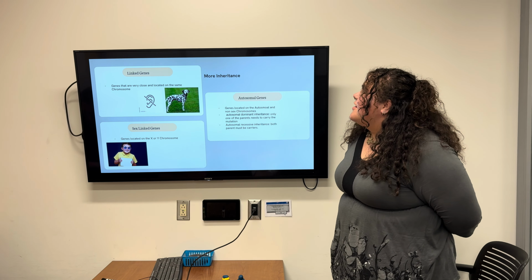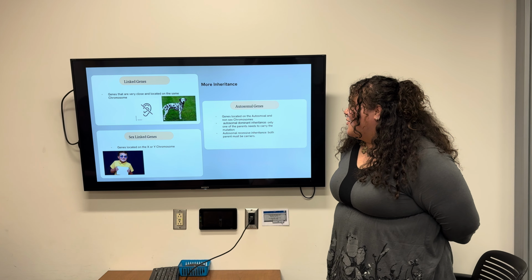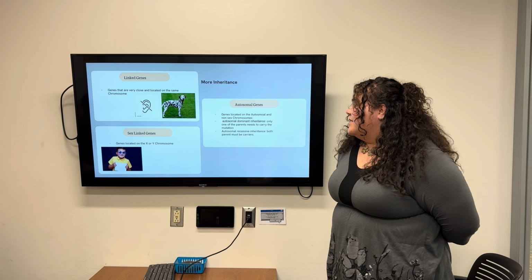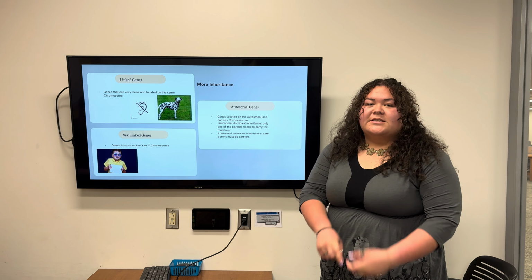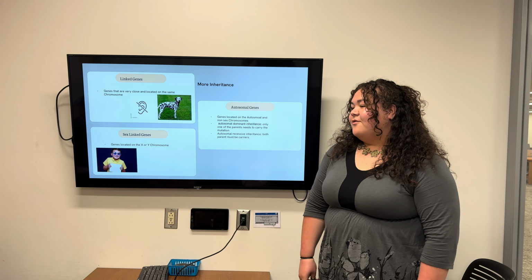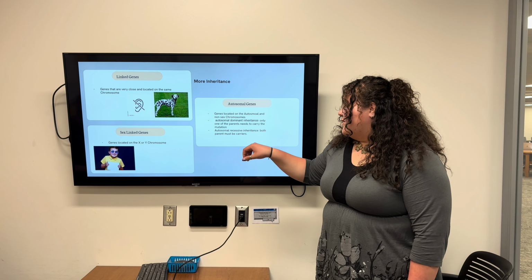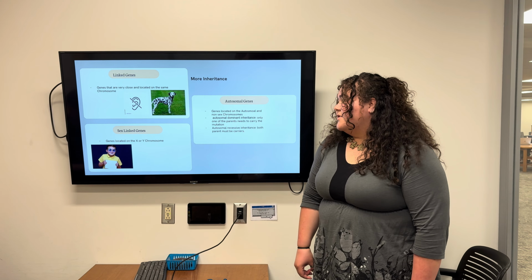And then we have autosomal genes, where they're genes located on the autosomal and non-sex chromosomes. Autosomal dominant inheritance means that only one of the parents needs to carry a copy of the mutation for the disease to be expressed in the child. And then we have autosomal recessive inheritance, where both parents must be carriers.